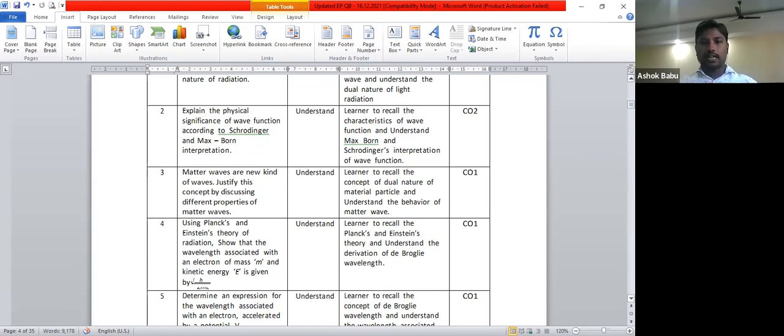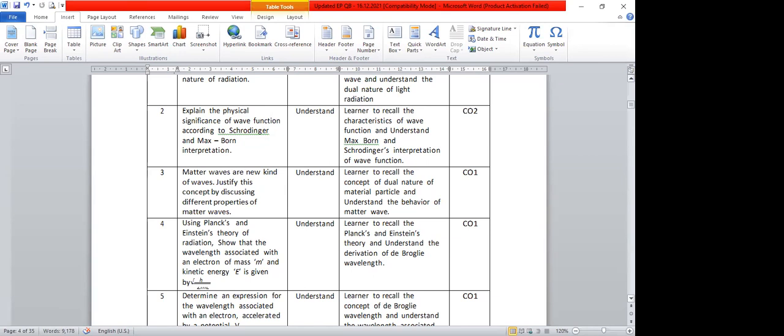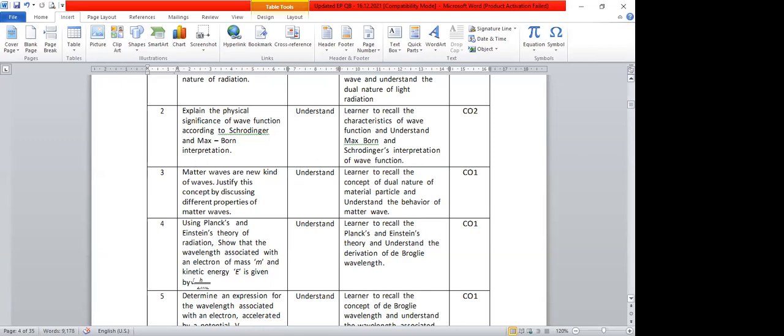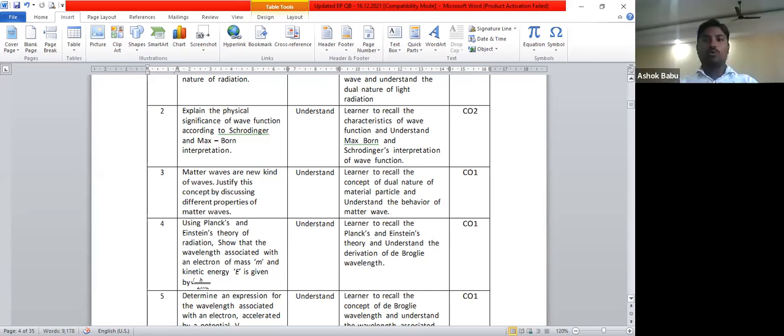After getting the equation in terms of momentum, to derive the equation for lambda in terms of kinetic energy, we find the relation between the momentum and kinetic energy. What is the relation between the momentum and kinetic energy? p equals root over 2mE. By substituting p equals root over 2mE, we get the equation lambda equals h by root over 2mE.